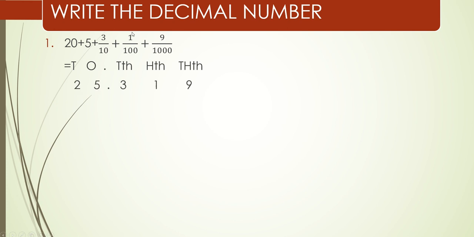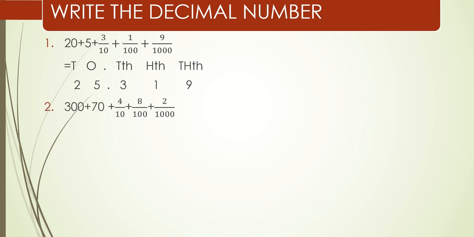Then 3 tenth means you will write 3 under tenth. 1 upon 100 means hundredth. It means I will write 1 under hundredth and 9 thousandth. So I will write 9 under thousandth. So the answer would be 25.319.